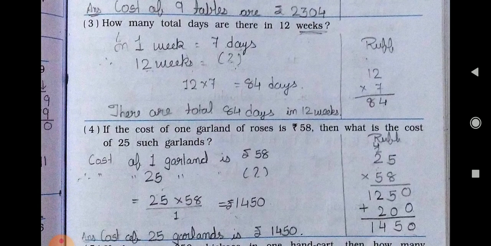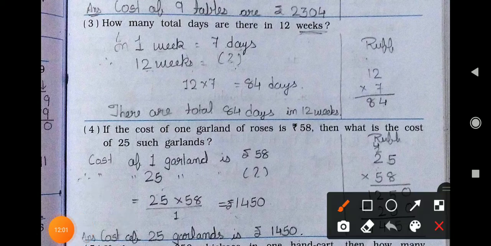How many total days are there in 12 weeks? In 1 week we all know 7 days will come. So 12 weeks is equal to how many? 12 multiply with 7, 84 days. Do the multiply like this. There are total 84 days in 12 weeks.